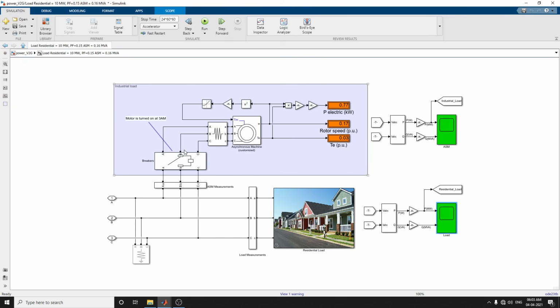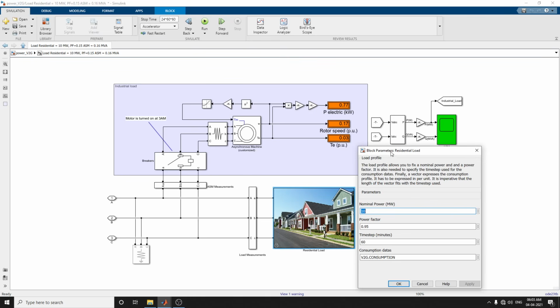In this industrial load, the motor is turned on at 3 a.m. That is because we use this profile for the 24-hour simulation of the electric vehicle to grid system, that is the V2G system. Here these are load measurement blocks. The residential and industrial loads are involved here. These two types of loads are used, and the 24-hour simulation is done by this one.